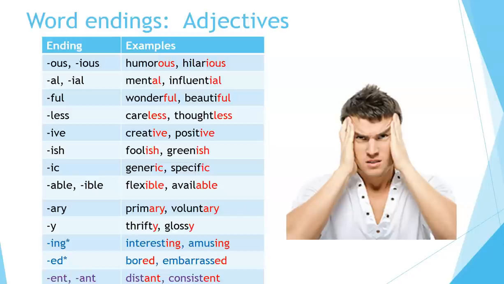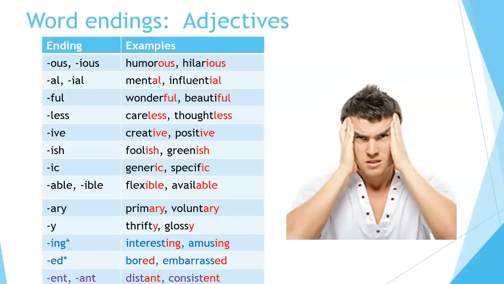O-U-S, I-O-U-S: humorous, hilarious. A-L, I-A-L: mental, influential. F-U-L: wonderful, beautiful. L-E-S-S: careless, thoughtless. I-V-E: creative, positive. I-S-H: foolish, greenish. I-C: generic, specific. A-B-L-E and I-B-L-E: flexible, available. A-R-Y: primary, voluntary. Y: thrifty, glossy. I-N-G: interesting, amusing.